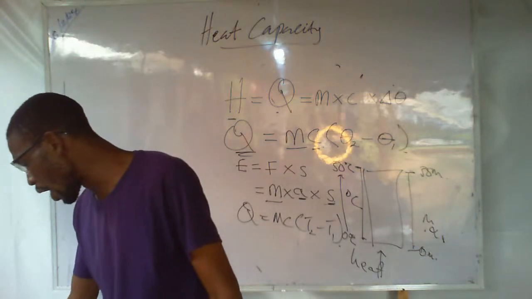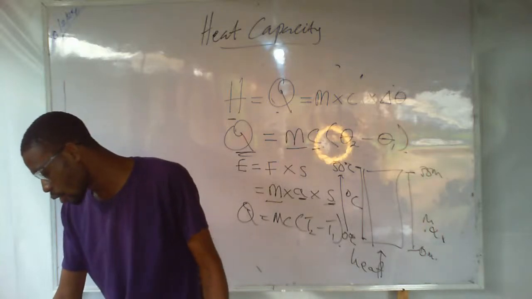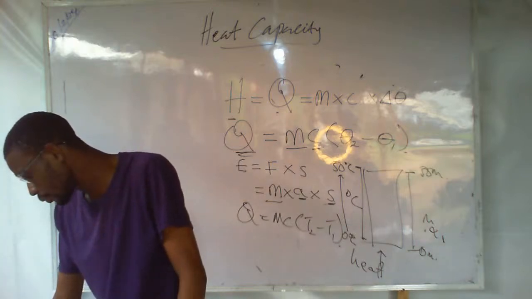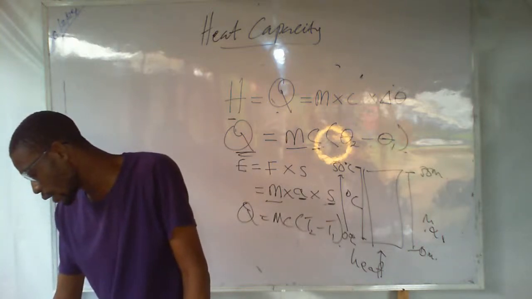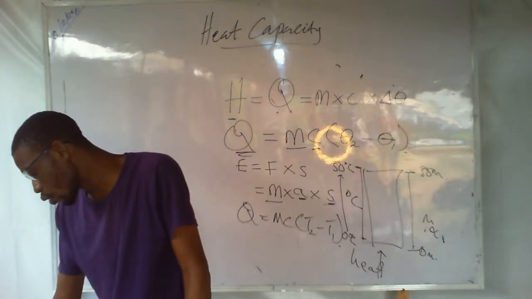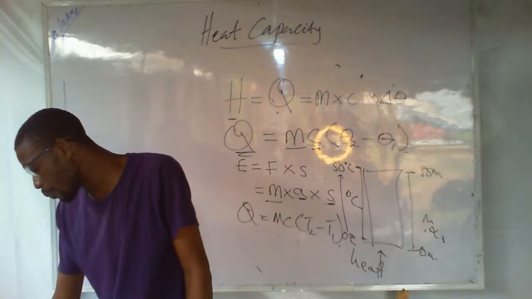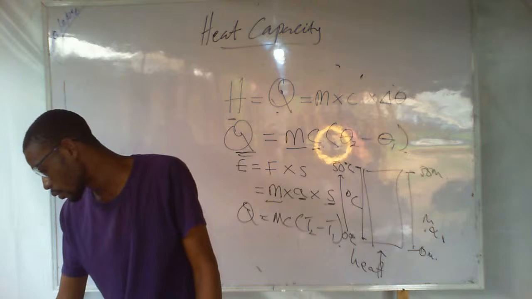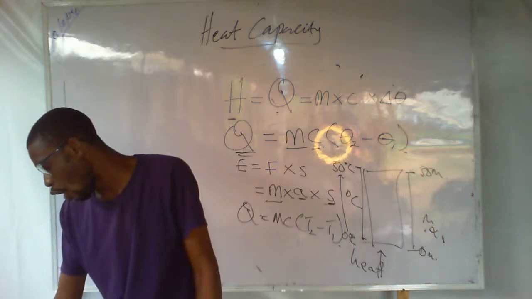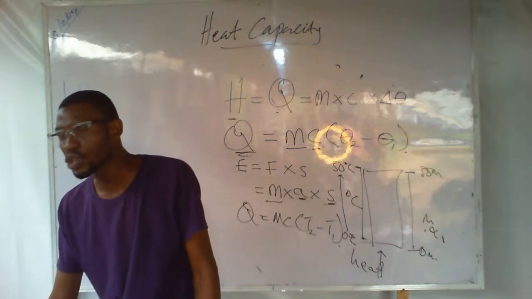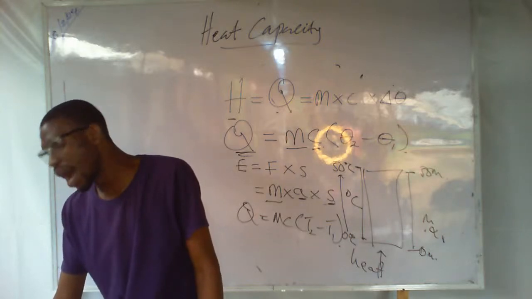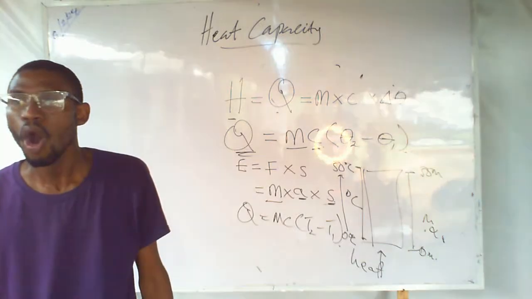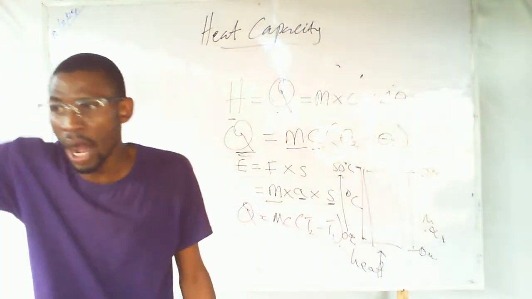Specific heat capacity is the quantity of heat required to raise the temperature of a unit mass of a substance by 1 Celsius degree, or by 1 Kelvin.